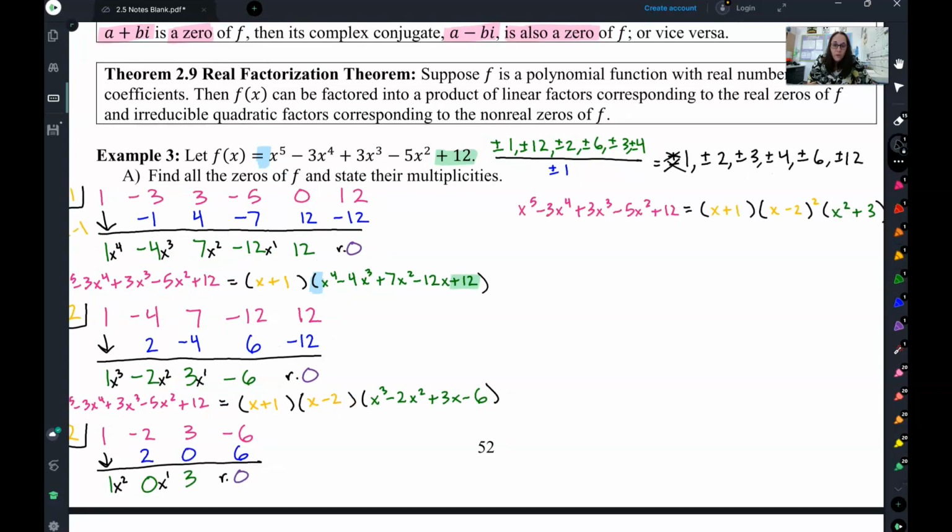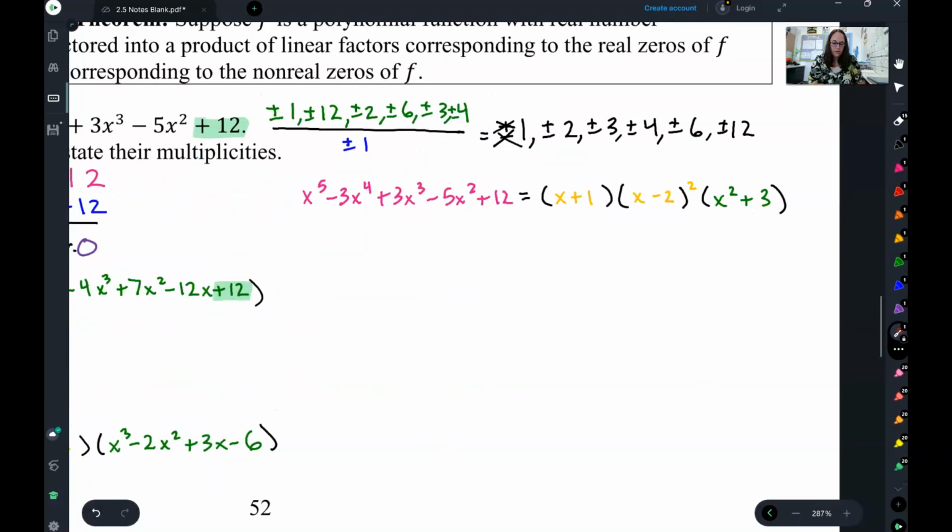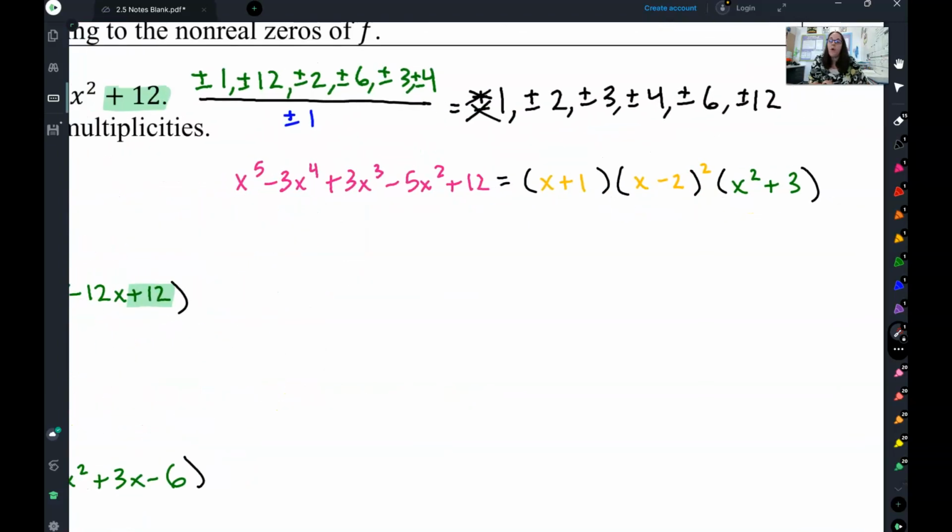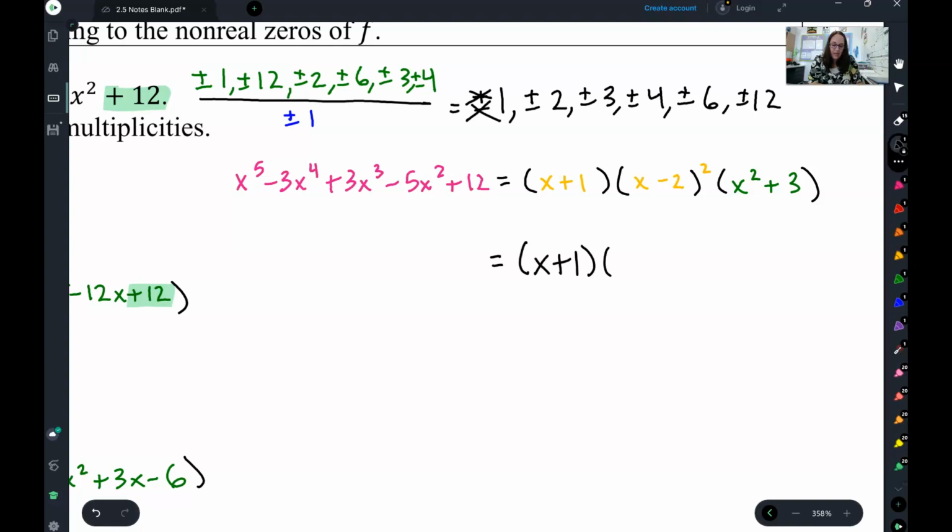I tried 2 again, and it did work again. So that means in my factored form, x minus 2 now has a multiplicity of 2 because it worked twice. And what's left, I have x squared plus 3. So I come over here. I am almost to my fully factored form. This is where we would have ended last class.